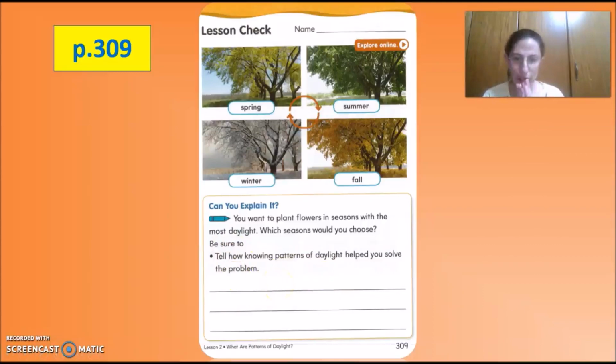So, we listen up carefully. Some kids want to plant flowers in seasons with the most daylight. Which seasons should they choose? And they told us to be sure to tell how knowing patterns of daylight helped you solve the problem. Now let's think together. We know that during the spring and the summer season we have the most hours of daylight due to the fact, excellent, of Earth's rotation around the sun, and during the summer and the spring the Earth will be tilted closer to the sun. That's why we get more hours of sunlight and we get more hours of daylight, right?